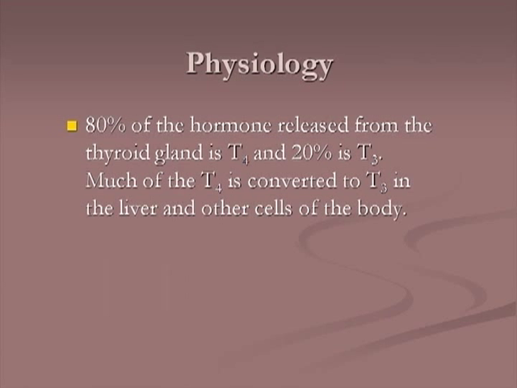80% of the hormone that is released from the thyroid gland is what we call T4. The 4 and the 3 refer to how many iodine units are on the thyroid hormone. So T4 has 4 iodine units and T3 has 3 iodine units on it. T4 is about a fourth as active as T3.